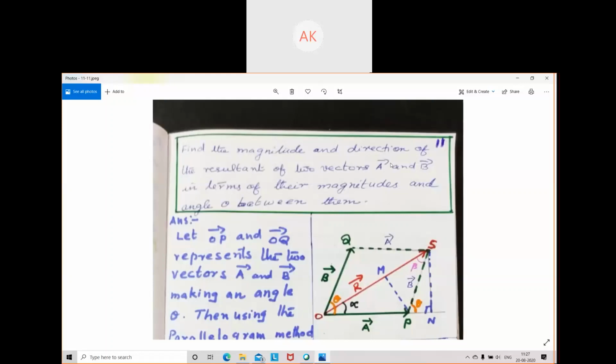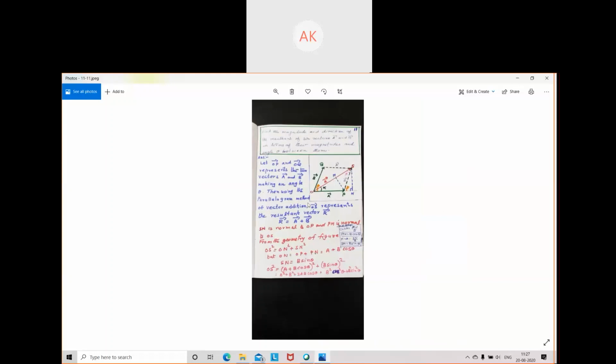So we are given two vectors, vector A and vector B, and we have to find the resultant of those two vectors. You have to find both the magnitude and the direction, in terms of that angle. Okay, let us see the derivation.